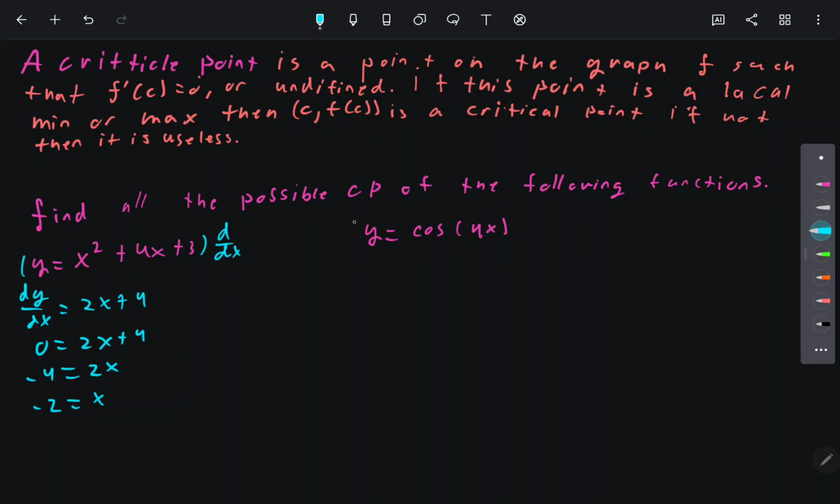So now I'll give you a moment to try and do the second one on your own. I'll wait. Okay, going to get started. So we get dy dx is going to be equal to negative 4 sine of 4x. And that is going to be equal to 0.